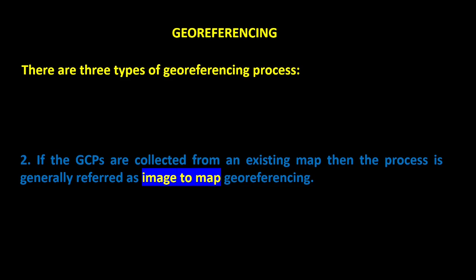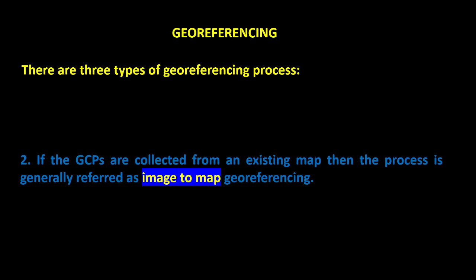Hello students, in the very first lecture of the series regarding georeferencing, I have mentioned there are three types of georeferencing process. In this tutorial, I will discuss the second type of georeferencing process, image to map georeferencing. If the GCPs are collected from an existing map, then the process is generally referred to as image to map georeferencing.